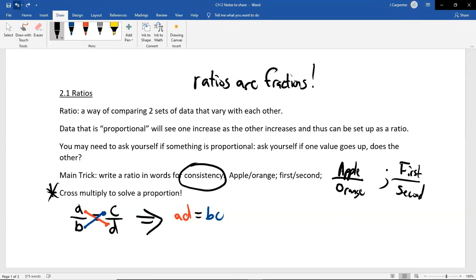Once again, I'm just saying this over and over. You have to be consistent. As long as you're consistent, the order you chose, apples over oranges or oranges over apples, doesn't matter. Just be consistent.